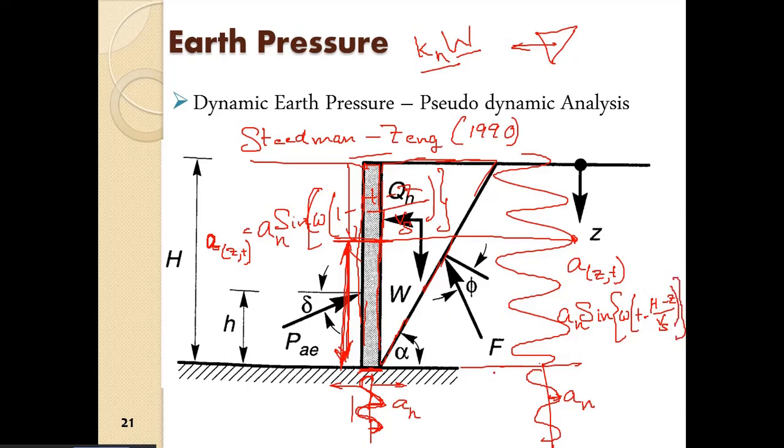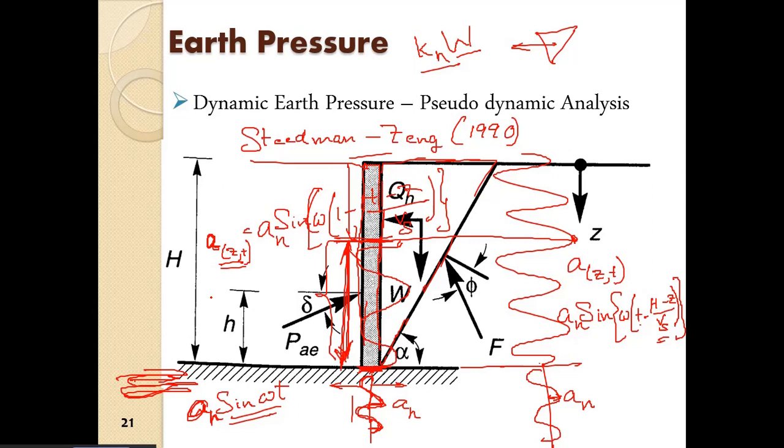So I hope you can make out, it is very easy to see. So what is the motion here at this point? It will be definitely AH sine of omega t. Alright, and (H minus z) by Vs is basically the phase lag from here to here. So that is the phase lag. Alright, so this base is moving at AH sine omega t, and when it is going on, there is a wave which is traveling up. Alright, so distance divided by velocity is the time lag. So t minus that time lag, that is the acceleration at that point, a(z,t).